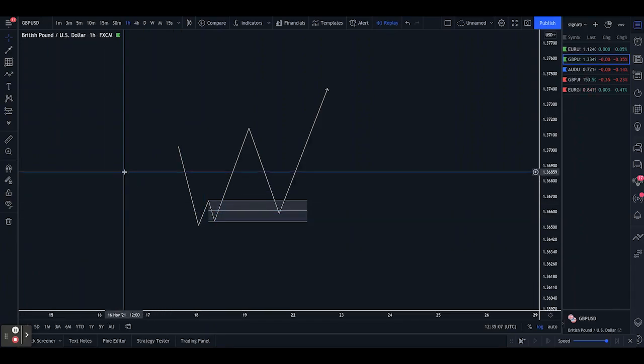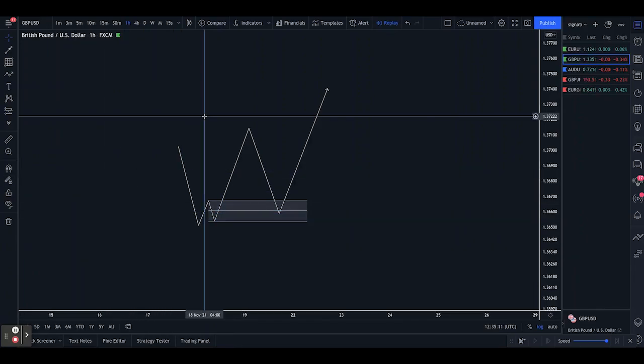So we've spoken about market structure. The next thing to cover is definitely going to be supply and demand. Supply and demand is very important. It plays a very big part in our trading, and it is going to be where we get our entries and also what we use for our targets as well. So understanding supply and demand is really, really important.